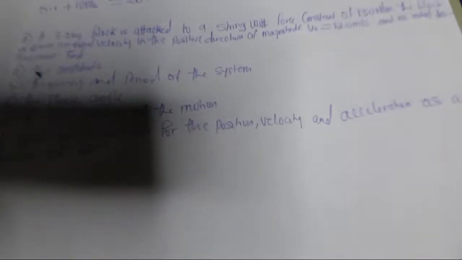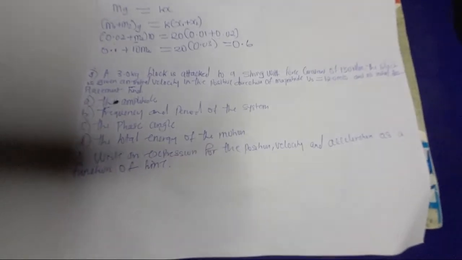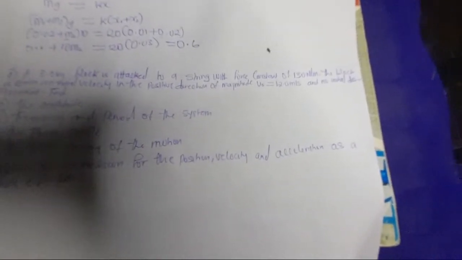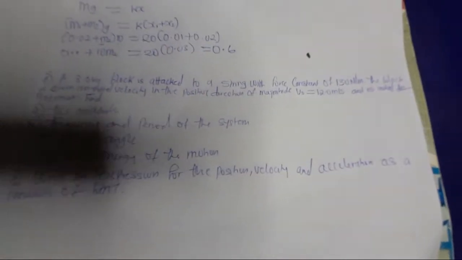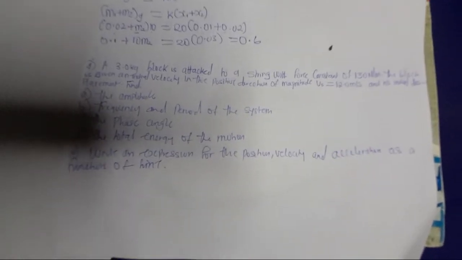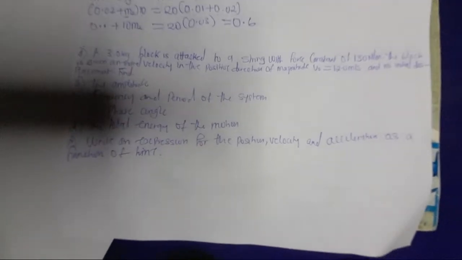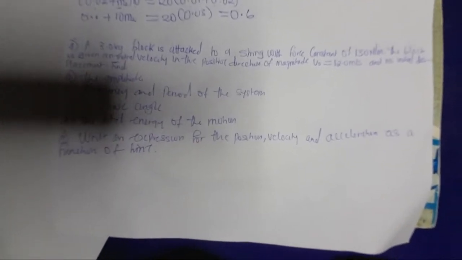Okay, we are going to the last one. This is the question for the last one. It says here: a 3.0 kilogram block is attached to a spring with force constant of 150 Newton per meter. The block is given an initial velocity in the positive direction of magnitude V0 equal to 12.0 meter per second and no initial displacement. Find the amplitude, frequency, and so on and so forth.